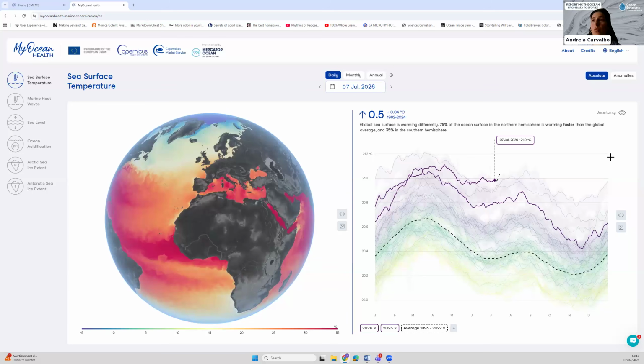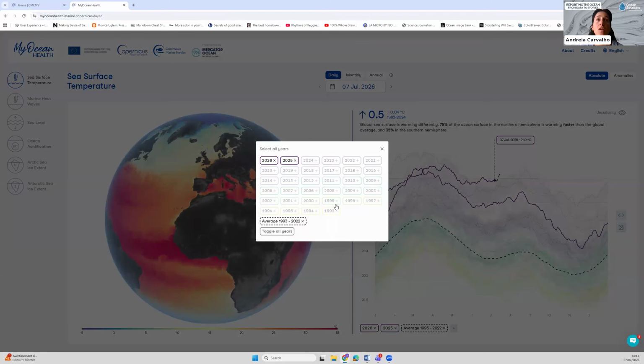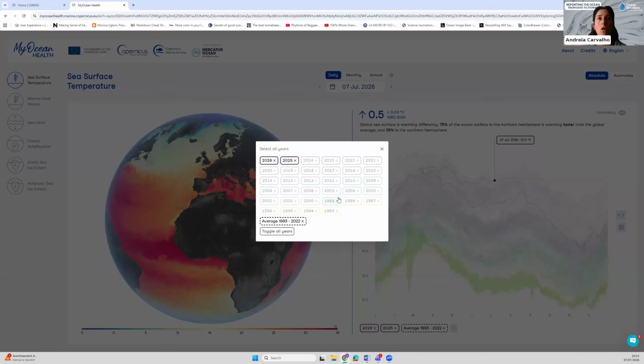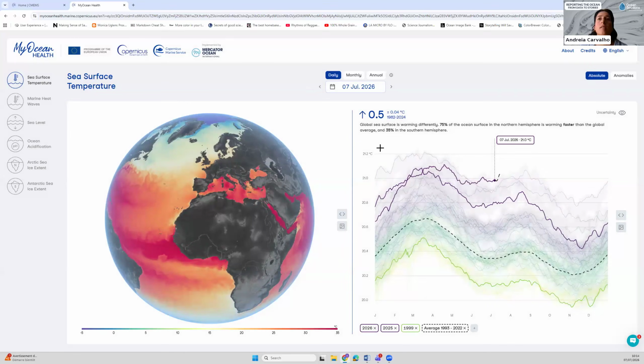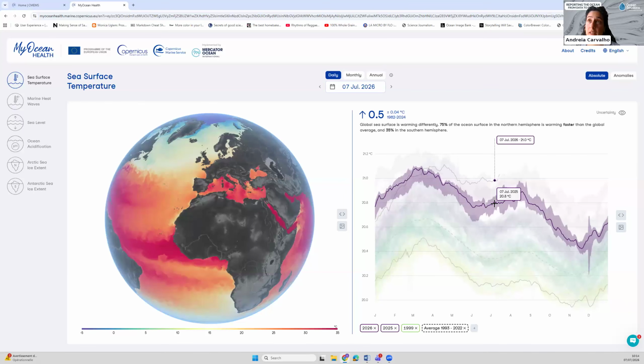On the right-hand side, with what we call a time series, this graph, you can select different years. You can, for example, select another year that you would like to see highlighted on the graph. And you can explore, for the same date, another year and see what the average daily sea surface temperature was in another year, last year, or all the previous years, basically.